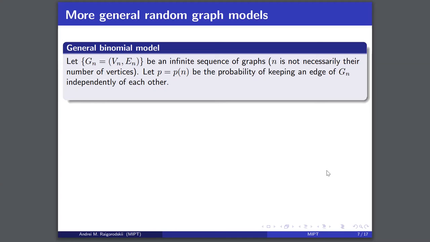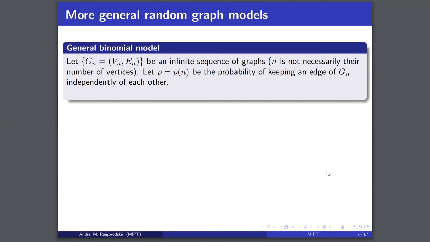So here, n in p sub n is not the number of vertices. It can be the number of vertices, but not necessarily. It's the number of the graph. G sub 1, maybe something, G sub 2, maybe something else, and so on.